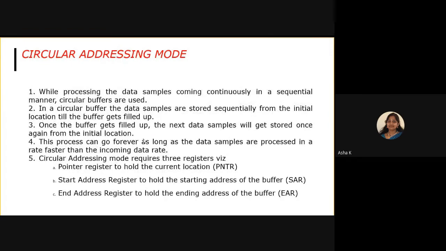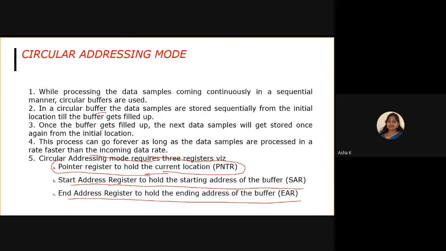In case of the circular addressing mode, what is important? We require a pointer register to hold the current location. We also require a start address register to hold the starting address of the buffer, and an end address register to hold the ending address of the buffer. So three registers are involved in the circular addressing mode. Here the data samples come continuously in a sequential manner, and the data are stored in circular buffers, which are used for the circular addressing mode.